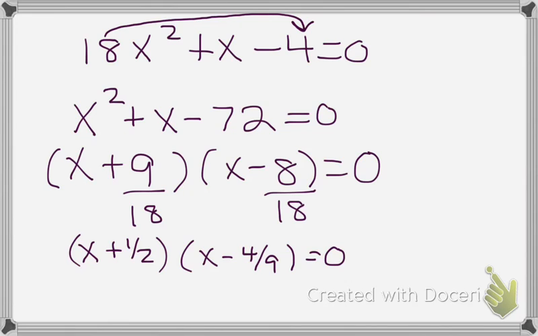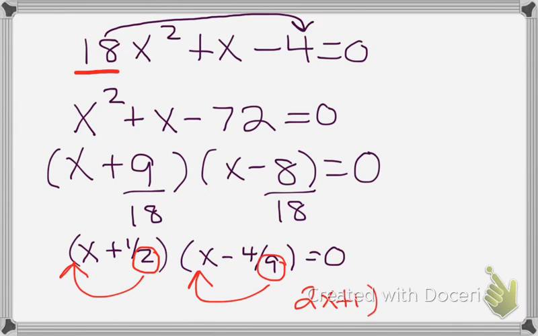Now, you are not allowed to keep fractions in your factored form. It's just unacceptable. It's not allowed. Since A at the beginning was 18, you know you're going to have coefficients in front of your x's in your factored form, right? Just like we did the opposite way, I took the number in front of x and moved it to the denominator. I'm going to take the denominator and put it in front of the x. So my final answer is 2x plus 1 times 9x minus 4. Are we finished yet?